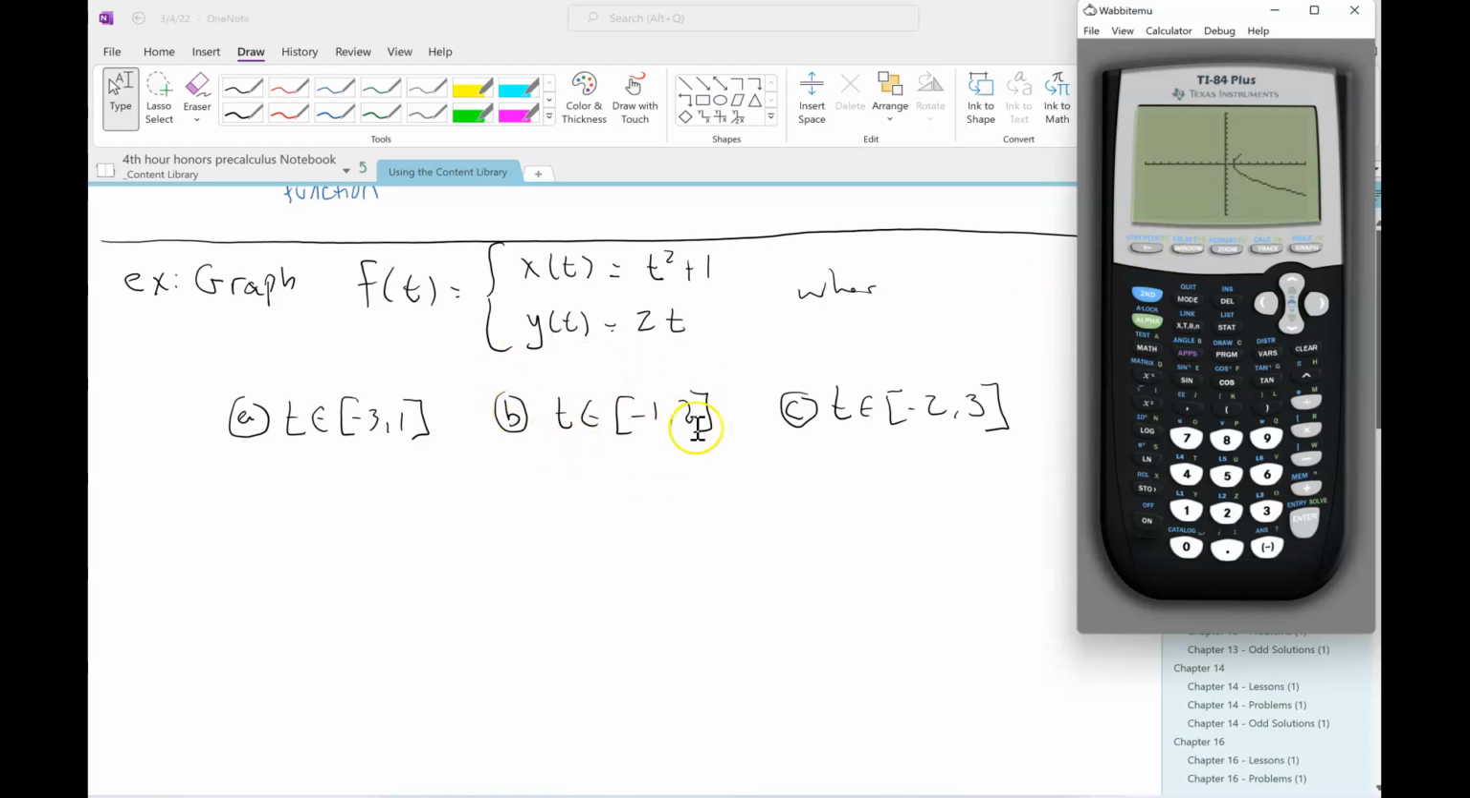So if I wanted to do part B, all I'm going to do is go back to the window, and this time I'm going to replace the t min with -1 and the t max with 2. And we'll hit graph again. Notice we have a different picture.